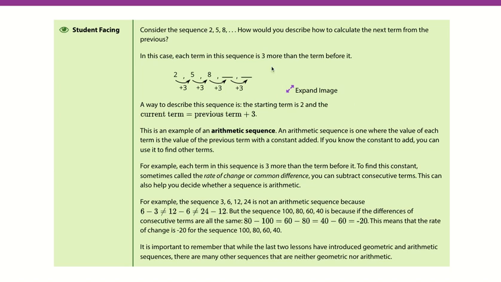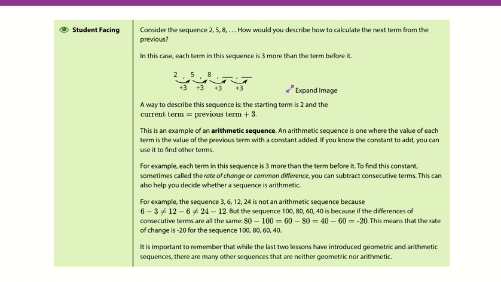All right, we're going to look at this lesson summary real quick. So we are considering the sequence 2, 5, 8. How would you describe how to calculate the next term from the previous? So in this case, what we're doing is we're adding 3 to each term. So 2 plus 3 gives us 5, 5 plus 3 gives us 8, 8 plus 3 would give us 11, 11 plus 3 would give us 14.